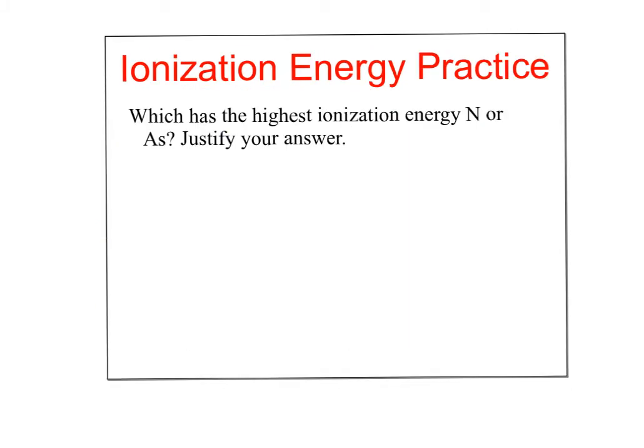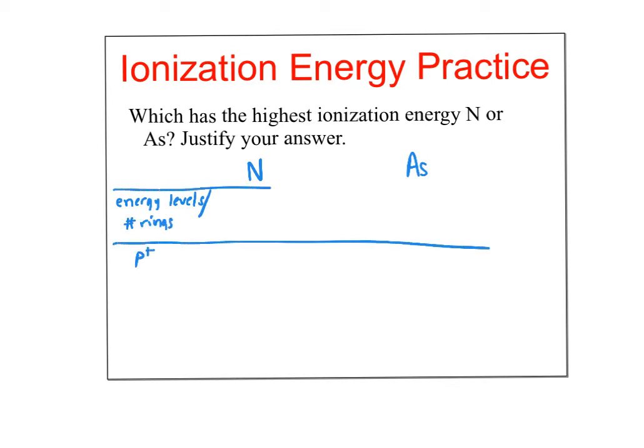Here's a similar process. So here's kind of a typical question. Which has the highest ionization energy? Nitrogen or arsenic? Okay, so we want to do energy levels or number of rings, and then protons if necessary, of course. We're doing the same strategy that we did in the radius video.